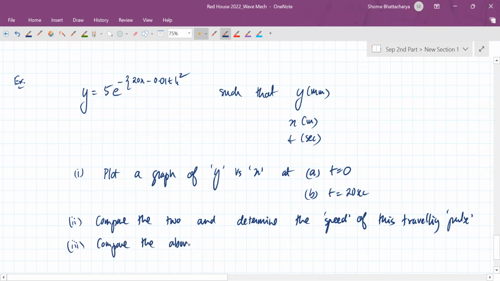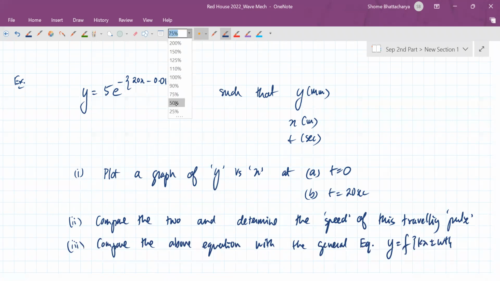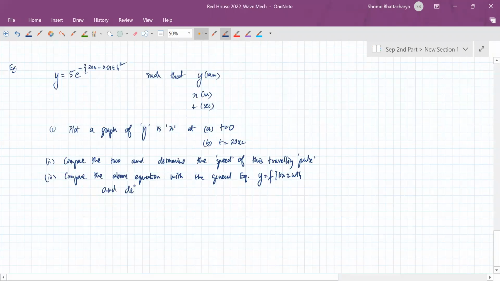Compare the above equation with the standard or general equation, y is f of kx plus minus omega t, and from that determine k, omega, wave speed v, and the direction of propagation. So just try this out, people.